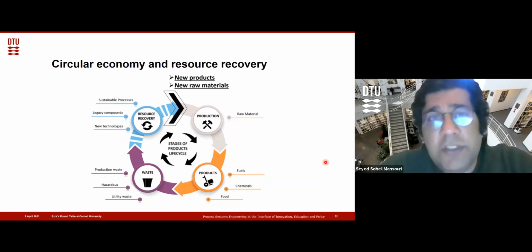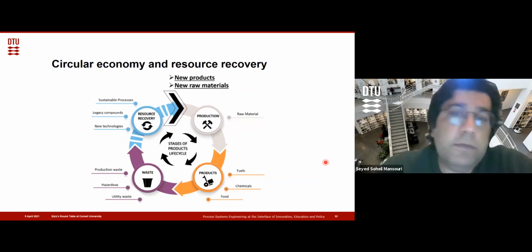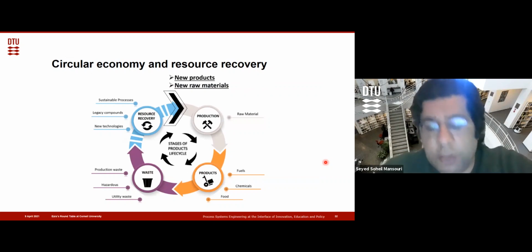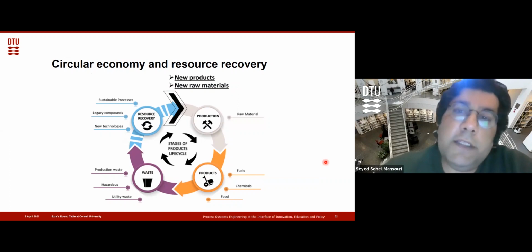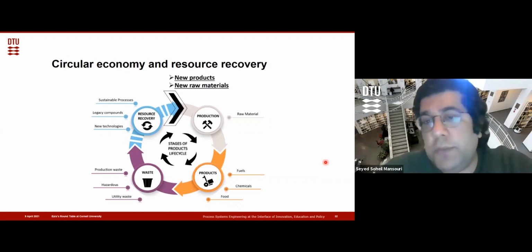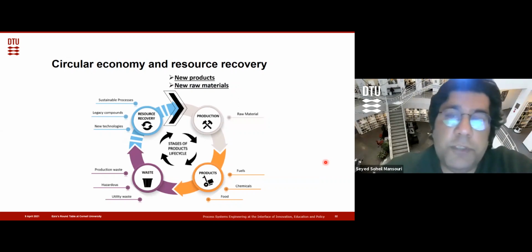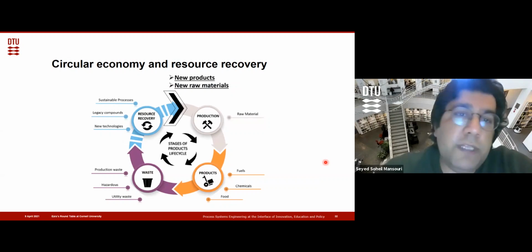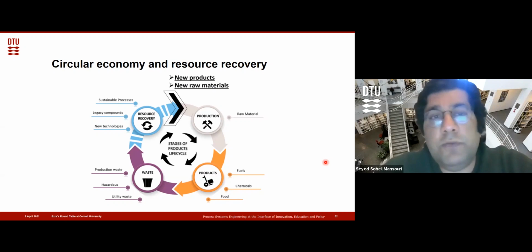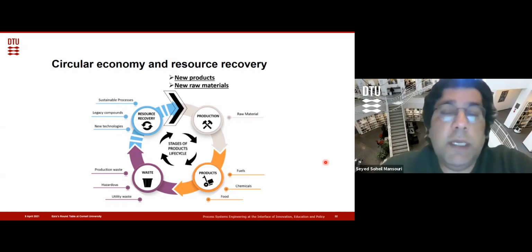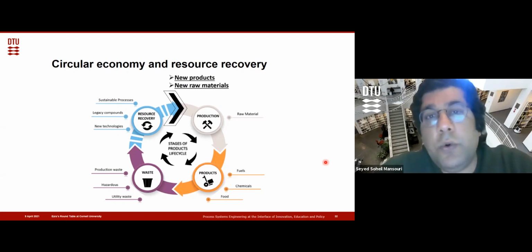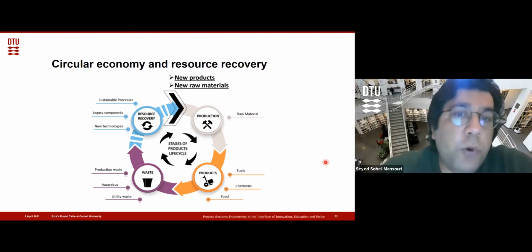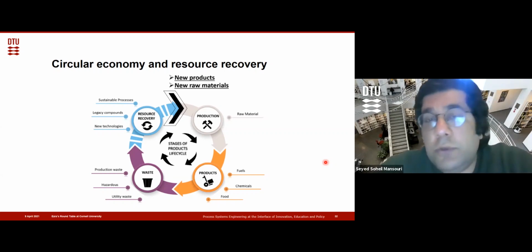So this brings me to circular economy and resource recovery. We have many processes, almost all processes. They use raw material, they produce the products, they generate waste, and now what will happen to the waste? Do we need new technologies, policies, or a combination of both to close the cycle?